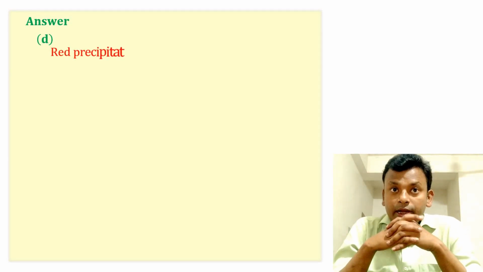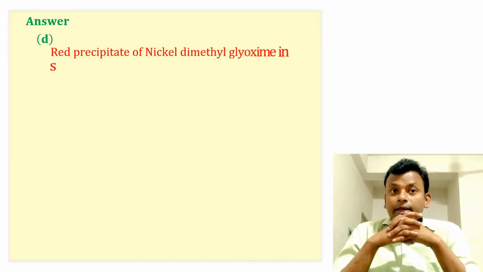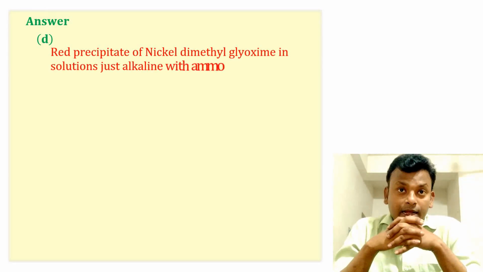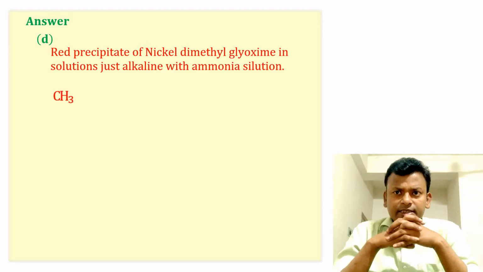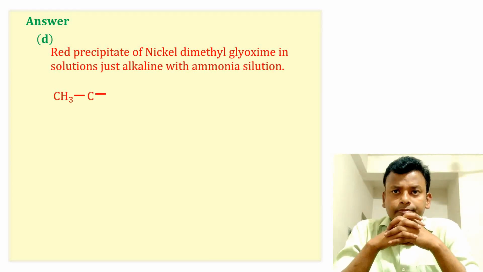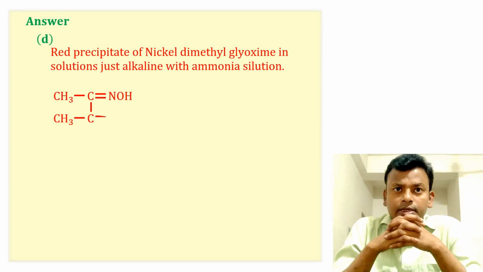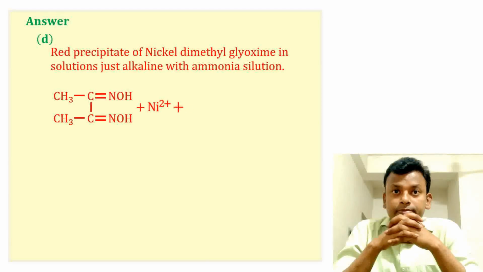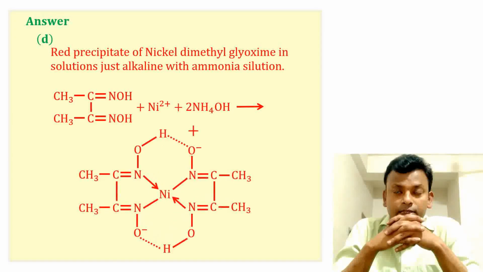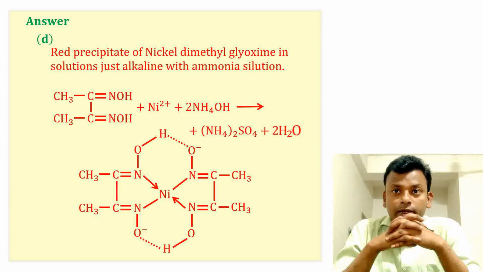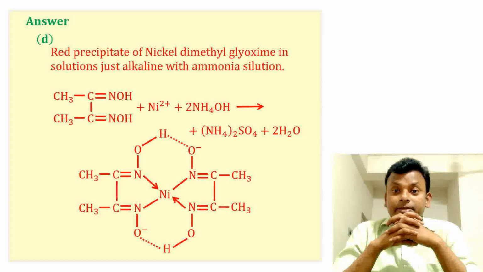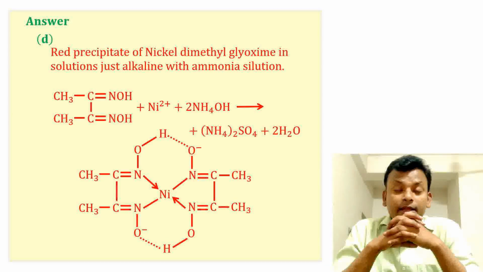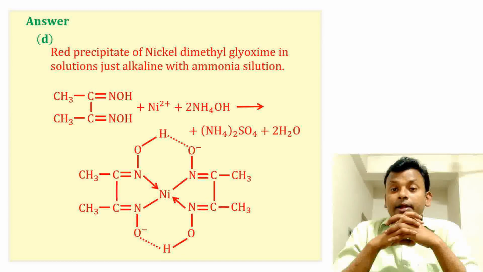Red precipitate of nickel dimethylglyoxime forms in a solution just alkaline with ammonia. This is the reaction. This is dimethylglyoxime. It reacts with nickel salt and ammonia solution to give a red precipitate; nickel dimethylglyoxime is a brilliant red colored precipitate. So option D is the correct answer.